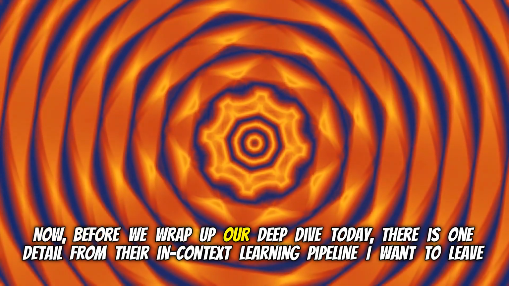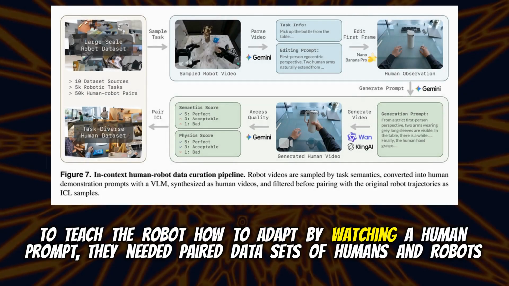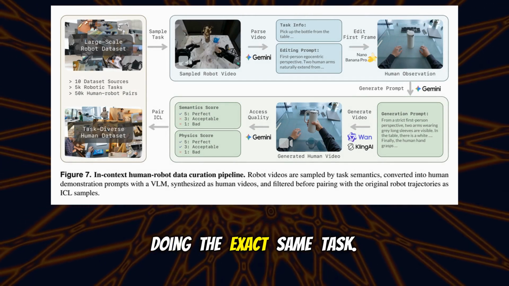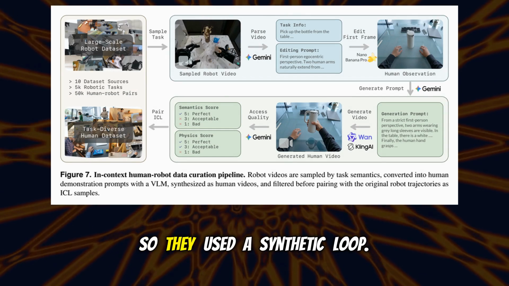Now, before we wrap up our deep dive today, there is one detail from their in-context learning pipeline I want to leave you with. To teach the robot how to adapt by watching a human prompt, they needed paired datasets of humans and robots doing the exact same task. Which is horribly expensive and slow to gather physically. Exactly. So they used a synthetic loop.